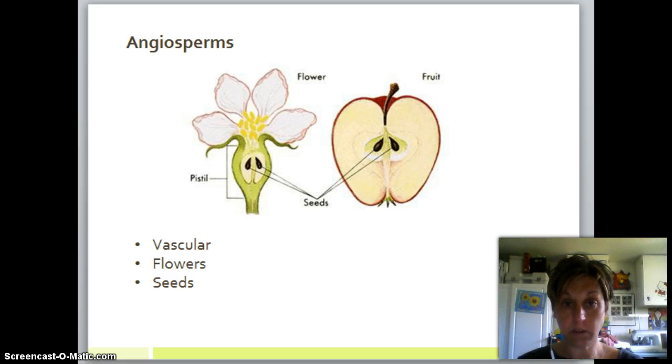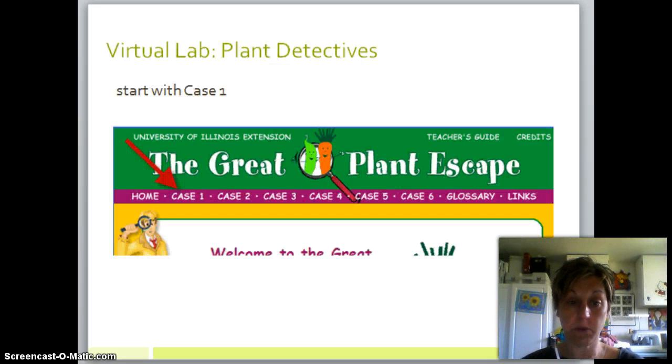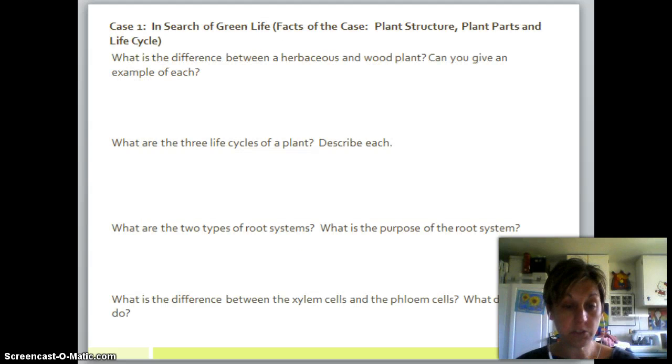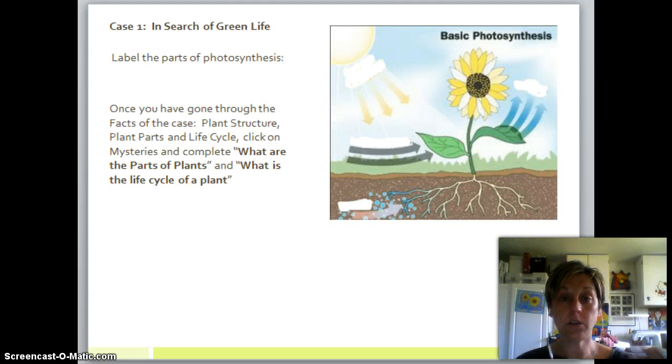And what we're going to be doing in class is going through a virtual lab, and it's called Plant Detectives. And the link will be in Canvas under Course Resources. So you can always check that out if you're absent or an independent student that would like to take a look at the virtual lab. And there will be questions that you'll be able to answer, okay? And also take a look a little bit at photosynthesis. We will be talking about photosynthesis in greater detail, but kind of beginning that process.